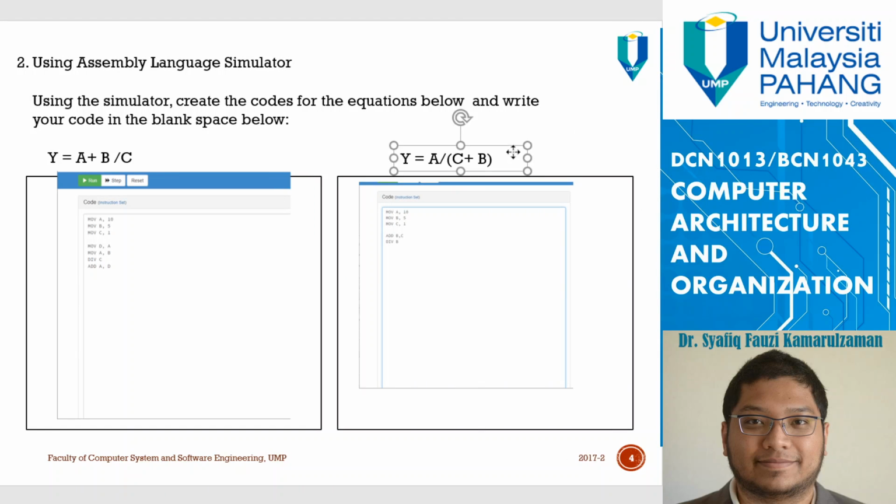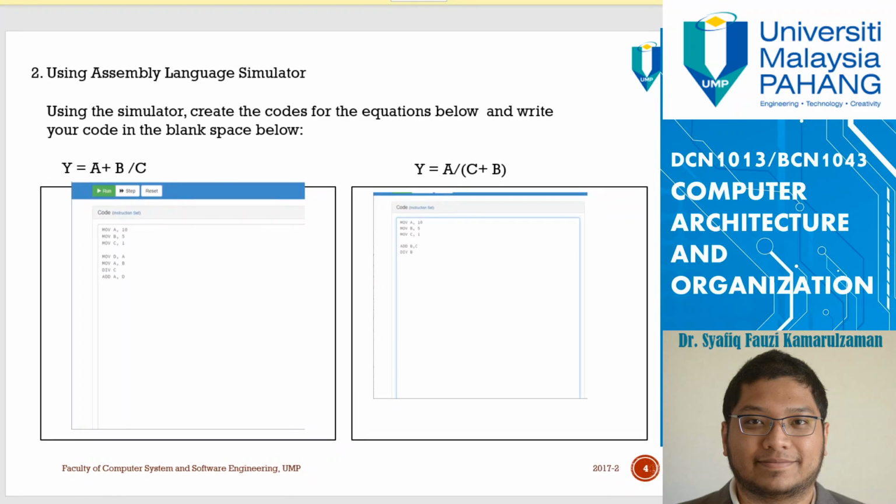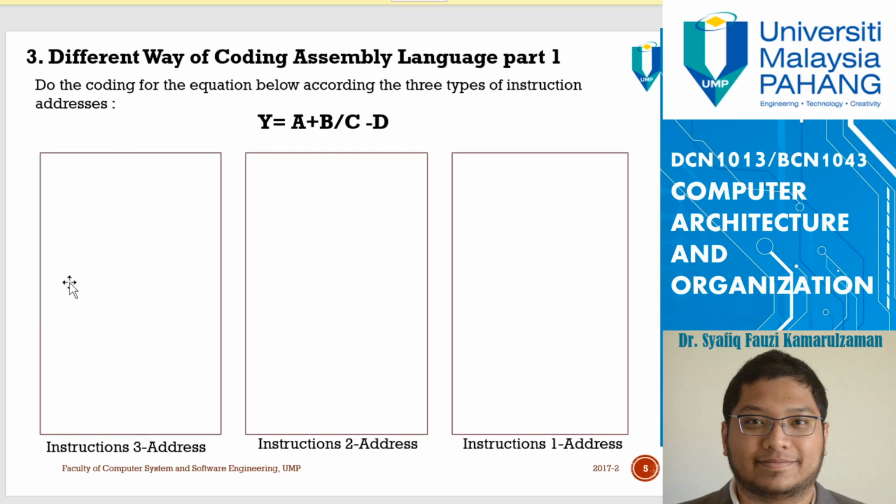Okay, so we finished with our second task. Let's move along with the third task. Here, a different way of coding assembly language, part 1. Do the coding for the equation below according to the 3 types of instruction addresses.